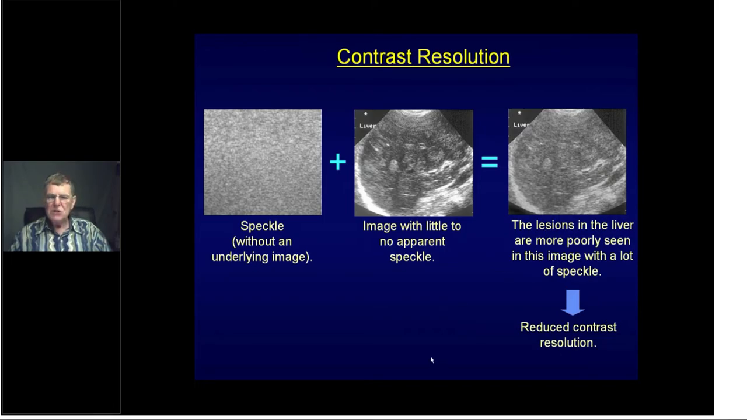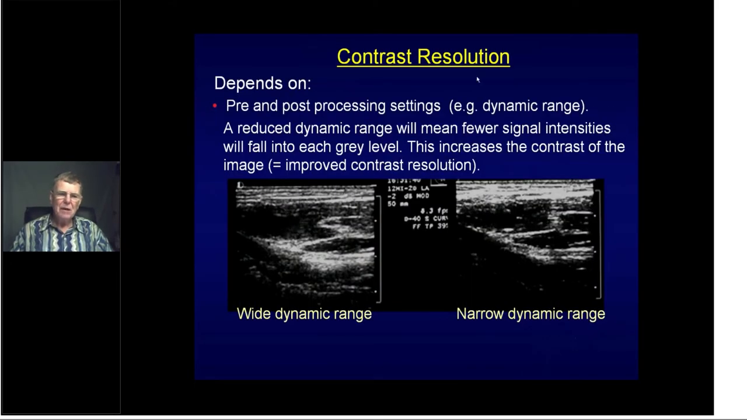So reduced contrast resolution there. Now, contrast resolution will also depend on your pre and post processing settings that you can set on your machine. For example, dynamic range. If you reduce the dynamic range, fewer signal intensities will be used for your 256 or 512 grayscales. What that does is increase the contrast of the image, and that will improve the contrast resolution.